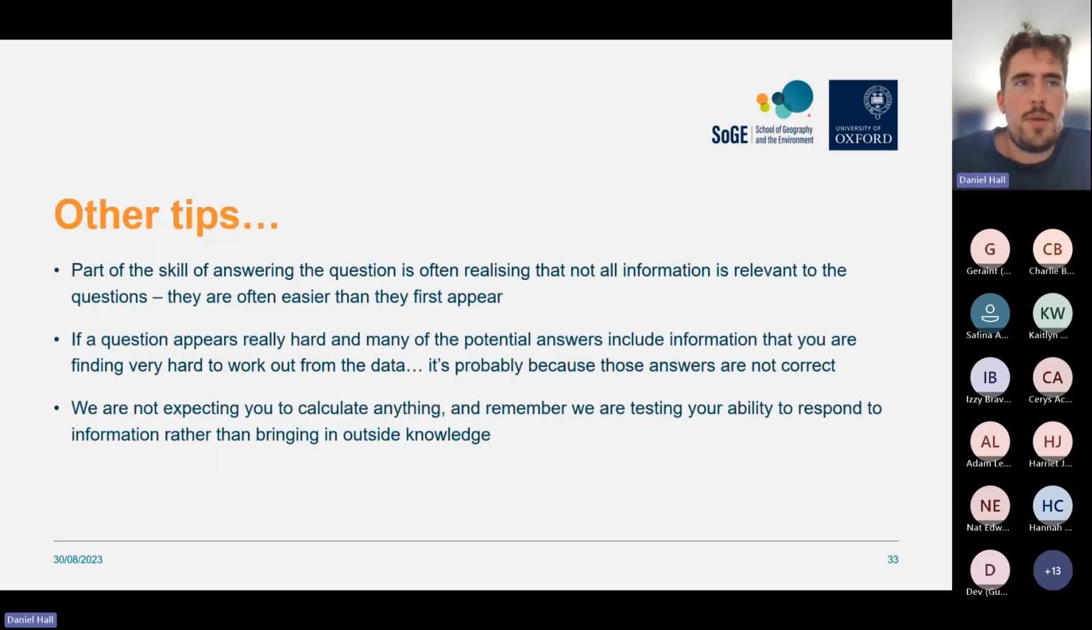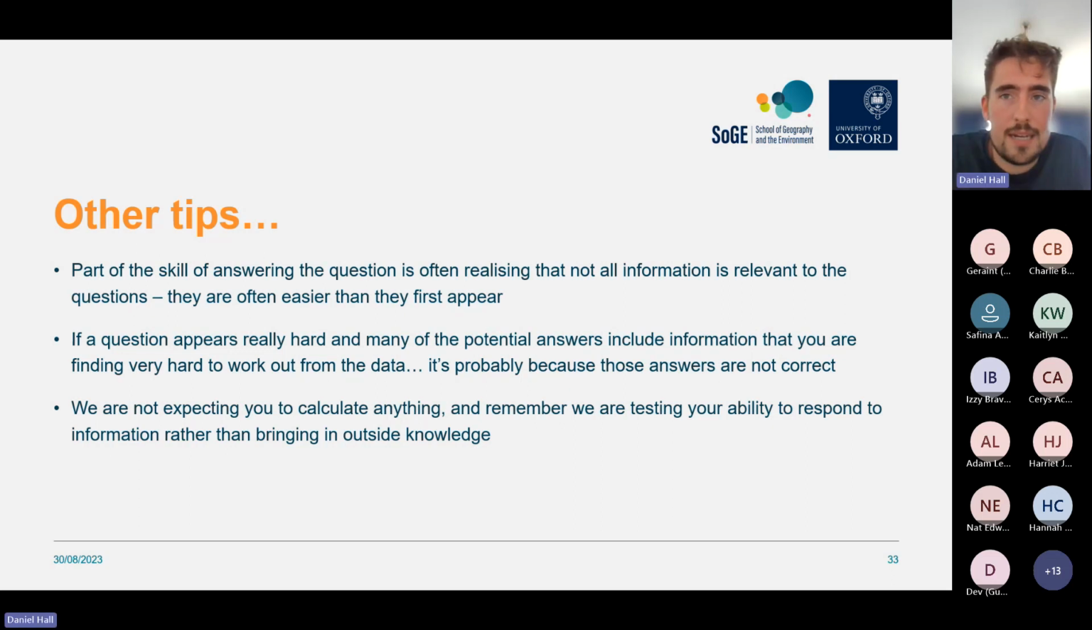So some final tips for part B. As I mentioned, part of the skill of answering the question is often realizing that not all information is relevant to the questions. They're often easier than they first appear. If a question appears really hard and many of the potential answers include information that you're finding very hard to work out from the data, it's probably because those answers are not correct.